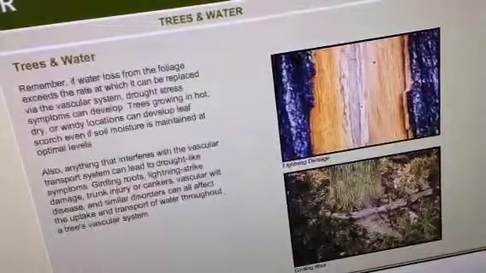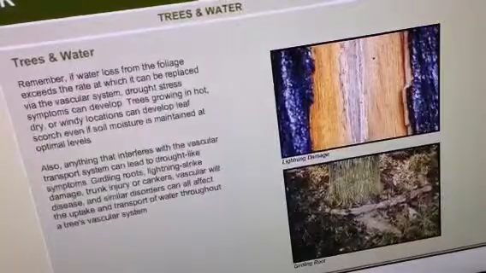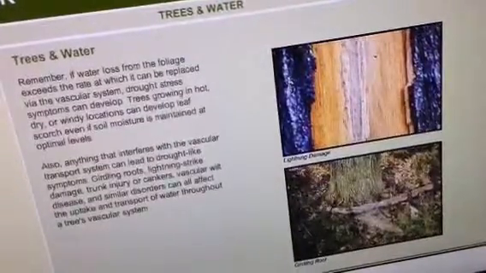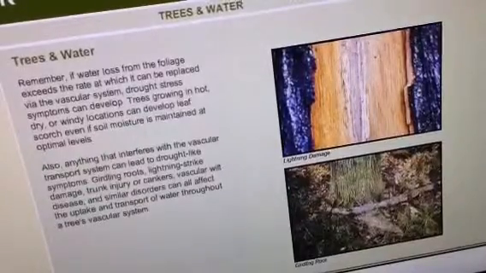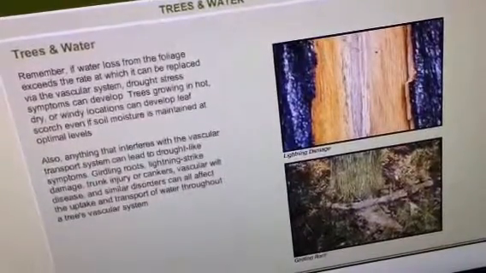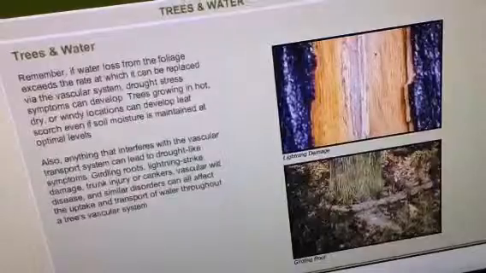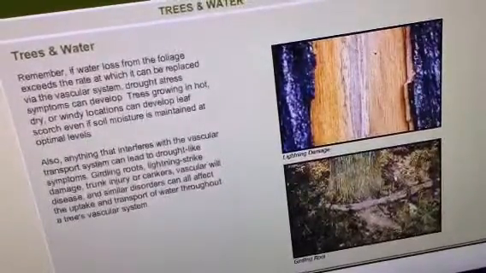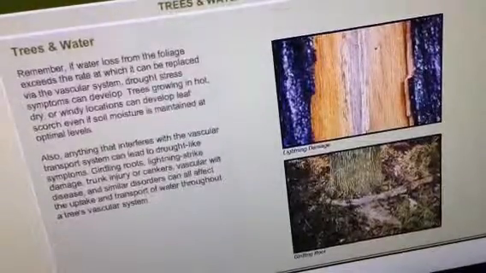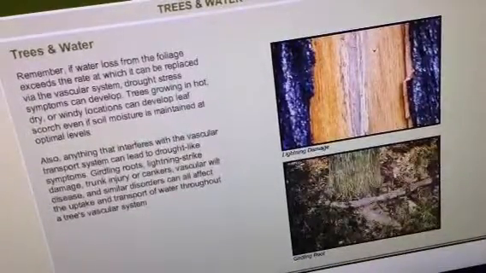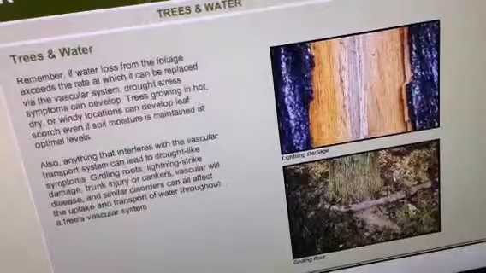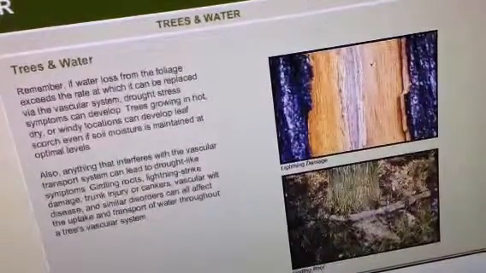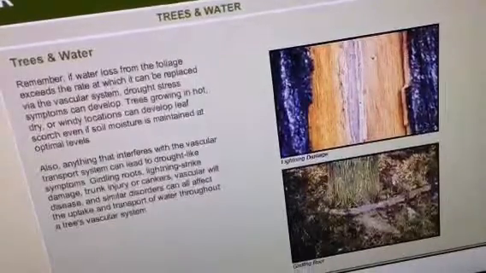Trees growing in hot, dry, or windy locations can develop leaf scorch even if soil moisture is maintained at optimal levels. Also, anything that interferes with the vascular transport system can lead to drought-like symptoms. Girdling roots, lightning strike damage, trunk injury or cankers, vascular wilt disease, and similar disorders can all affect the uptake and transport of water throughout a tree's vascular system.